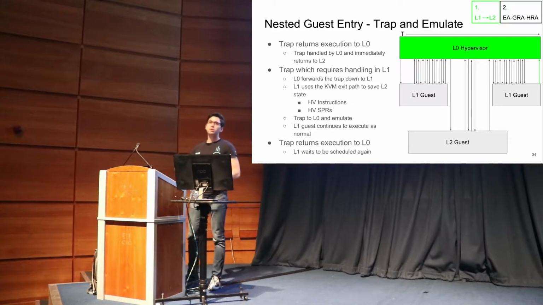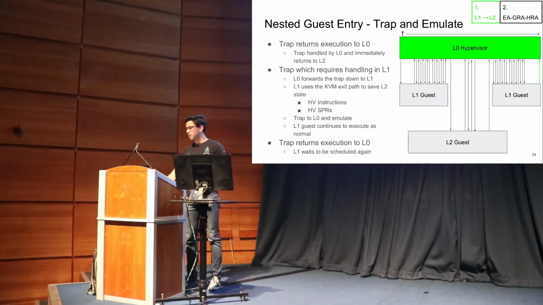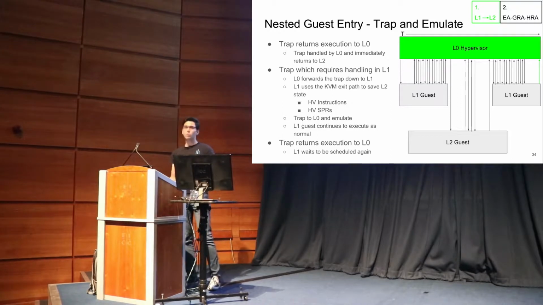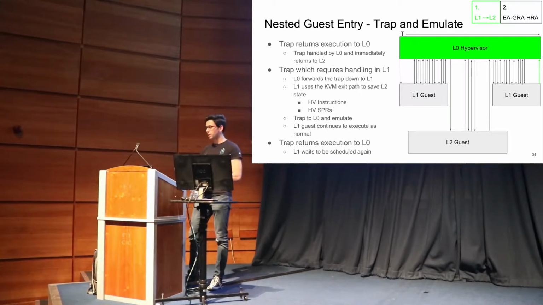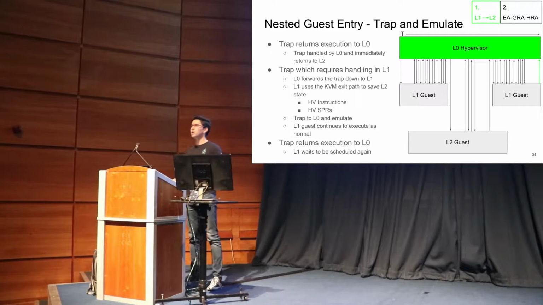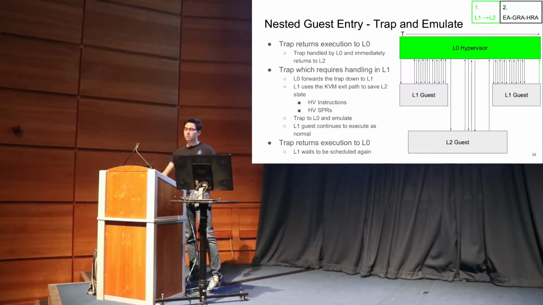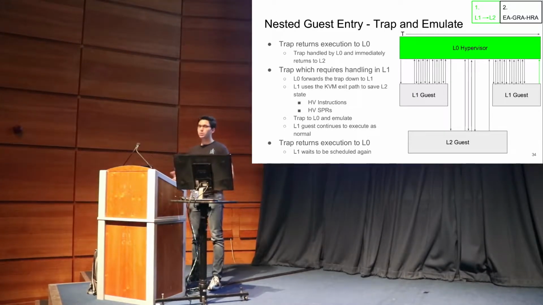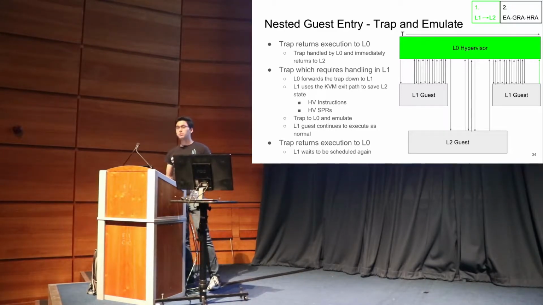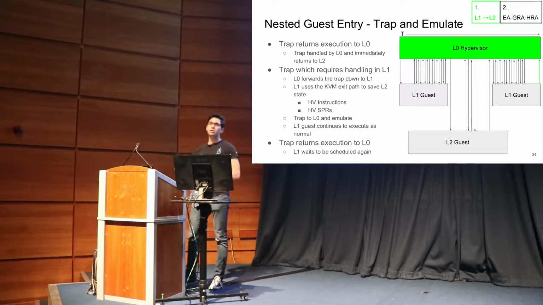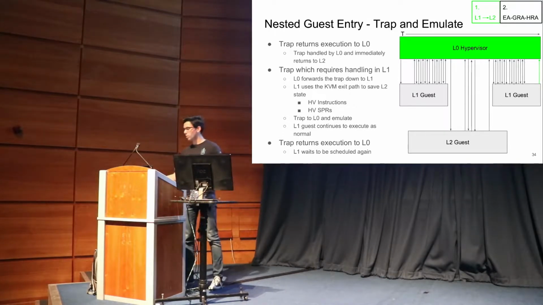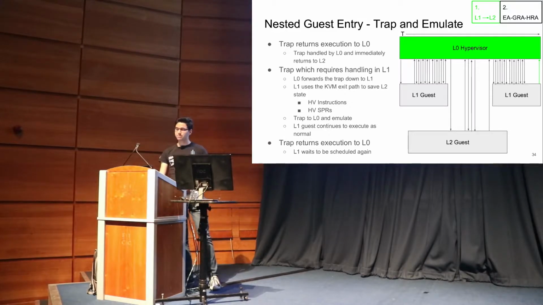But eventually a trap's going to come along that needs handling in our level 1 guest. So level 1's going to use the same KVM exit path again now, which again is hypervisor registers and instructions it's going to execute, which will again trap to level 0 and need to be emulated. And eventually we'll get back into our level 1 guest, and at some point we'll go back to our level 0 host, and level 1 will need to wait to be scheduled again.